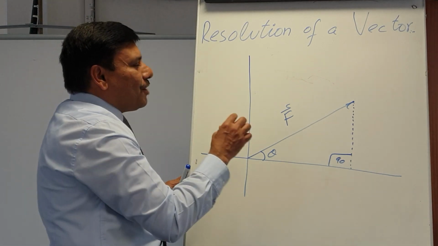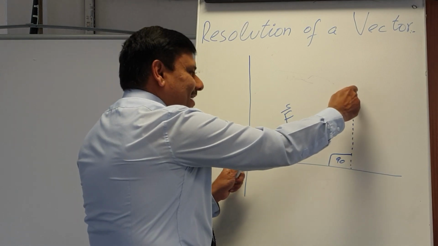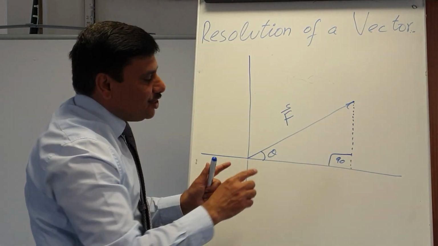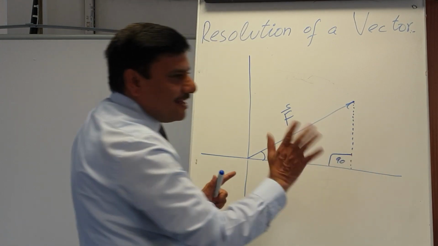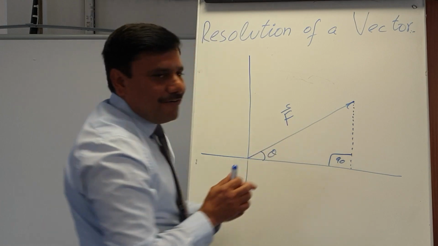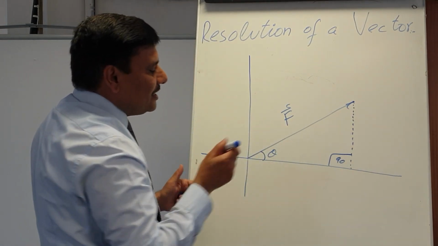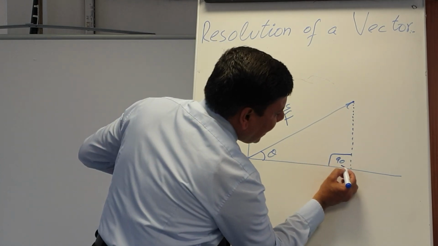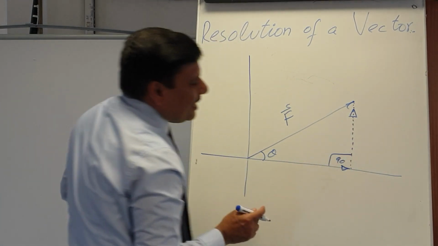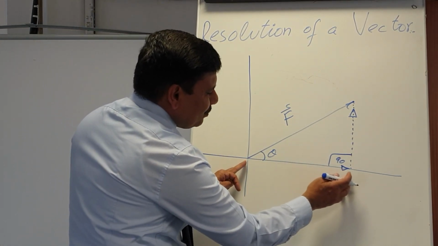Now, we are talking about vector resolution. For that, this is a vector and these two are just the sides, not the vectors. So we will convert these sides into vectors. How can we convert the sides into vectors? Just by putting an arrowhead. I will put an arrowhead here and an arrowhead here.